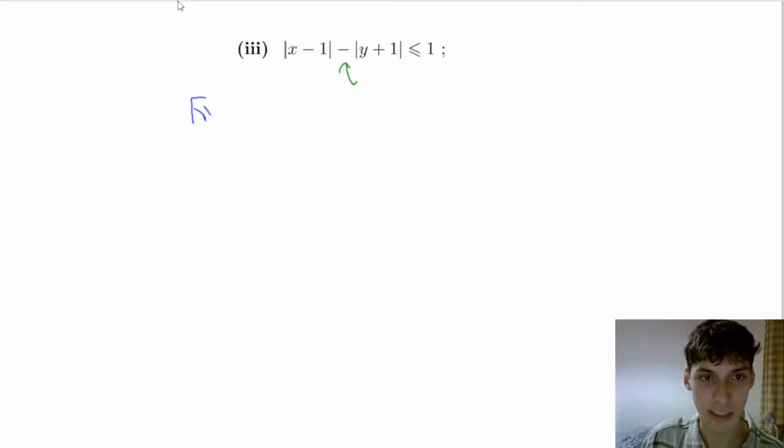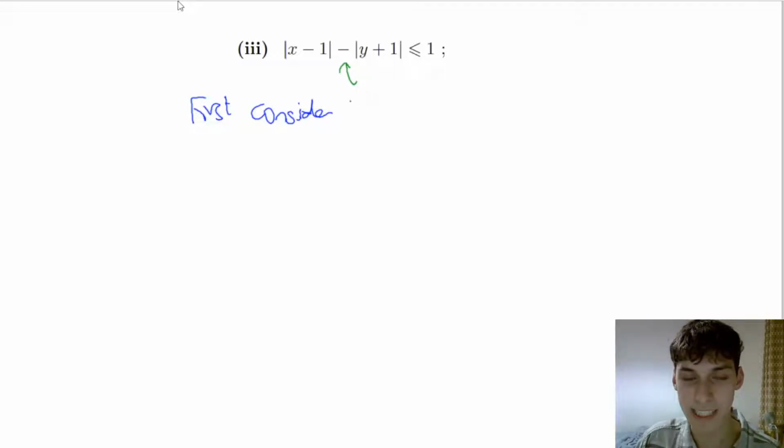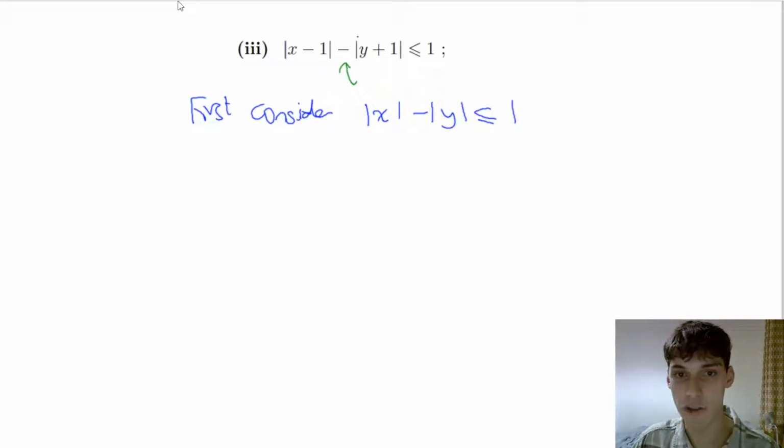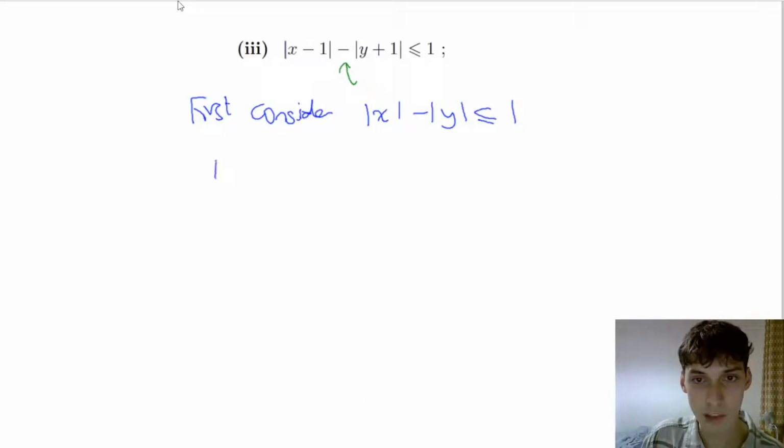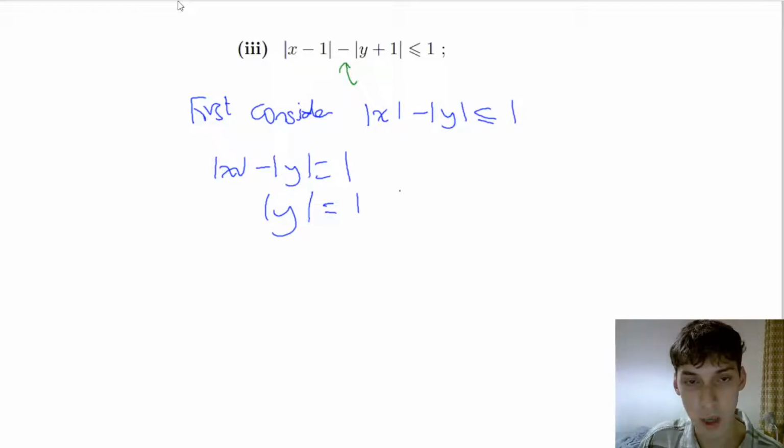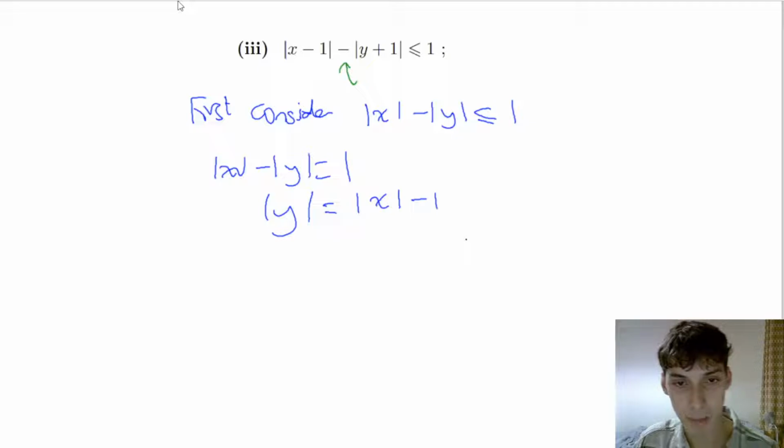So let's first consider, just to make it as simple as possible, then we can deal with the complex things later. The modulus of x minus the modulus of y is less than or equal to 1. And then we can go on to consider the translation, which should just be translating the x, translating the y, exactly what we did last time. Okay, so again we're going to just consider the boundary first. So the modulus of x minus the modulus of y is equal to 1. Let's rearrange to get modulus of y is equal to modulus of x minus 1, I believe. Yeah.